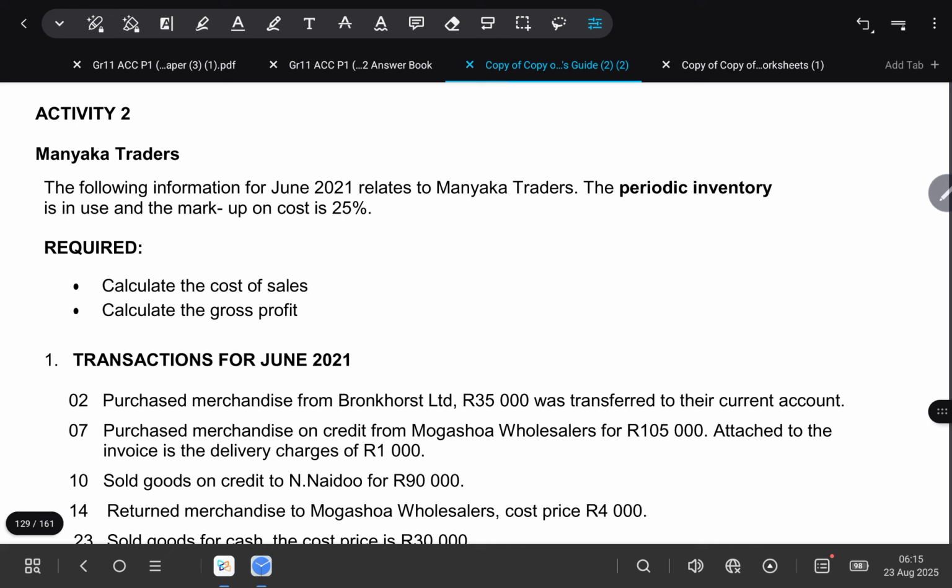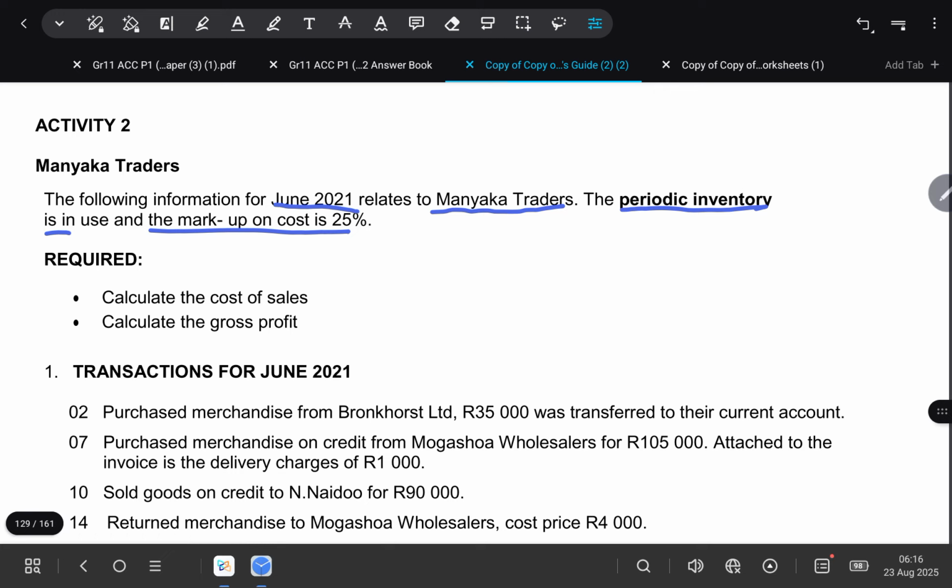In this morning's lesson, we are going to calculate cost of sales as well as gross profit using the periodic inventory system. Now, remember, whenever we use this system, it operates on a principle that a movement of stock is not recorded on a continuous basis. Most of the time, they will give you either information for the month or for the year. So here they've given us information that relates to one specific month, which is June. They're saying that the following information for June 2021 relates to Manyaga Traders. The periodic inventory is in use and the markup is 25% on cost.